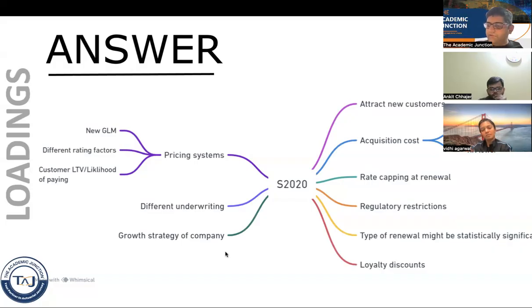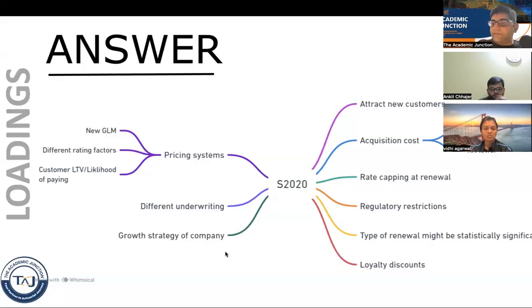The first point which was made was that acquisition cost is higher. Absolutely good point. Now you have to state what the acquisition cost is. Acquisition cost is different; for new business, it could be higher or lower. Then just make a small point, not why it is higher, but that it is high. So that's one point. Second point, regulatory restrictions, a very good point that was mentioned.